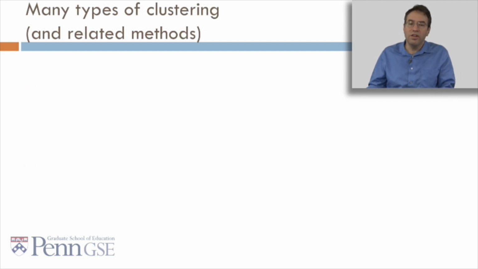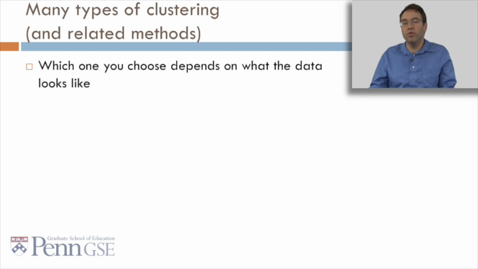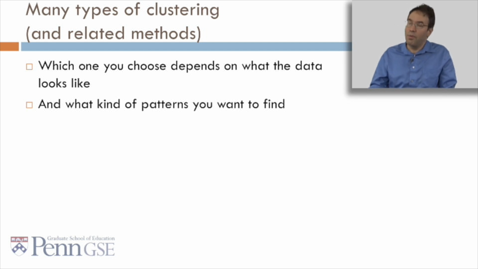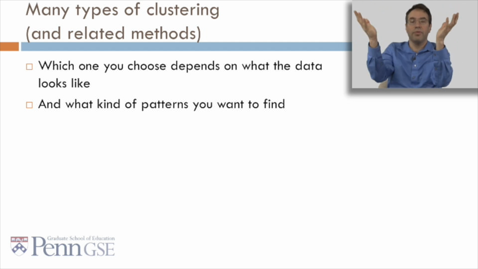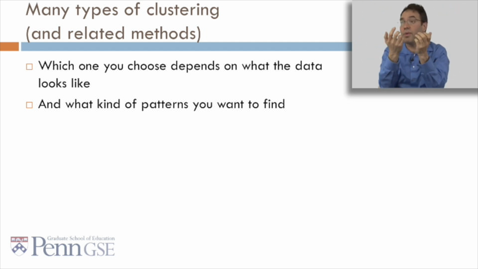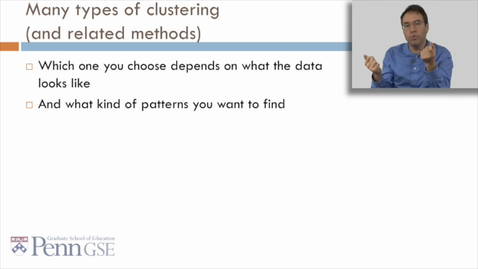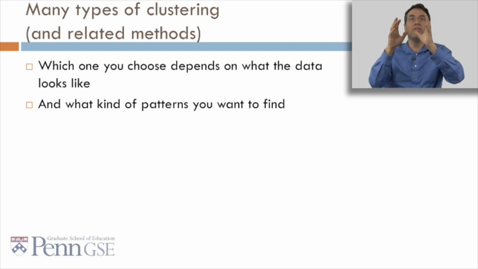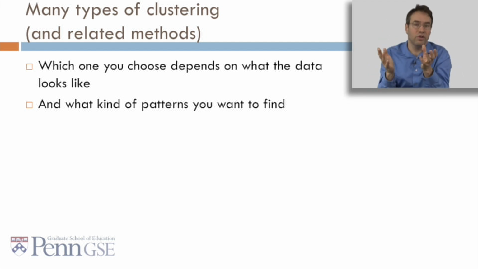So there's a lot of types of clustering and related methods like LCA. Which one you choose depends on what the data looks like and what kind of patterns you want to find. If you want to find patterns that are very straightforward in an n-dimensional space, k-means might make sense. If you need to collapse down the dimensions, you might want to use spectral clustering. If you want to be able to fit circles and get rid of outliers, you might want to use Gaussian mixture modeling. And if you want to see how the clusters relate to each other, you might want to use hierarchical agglomerative clustering. Lots of options here.